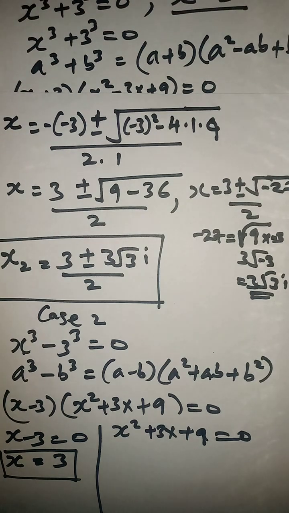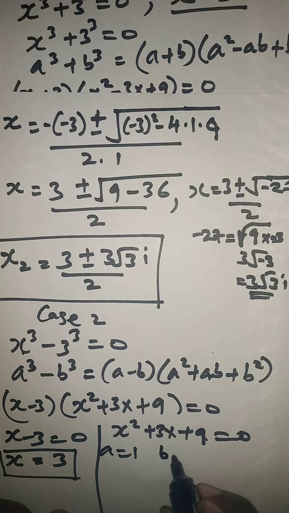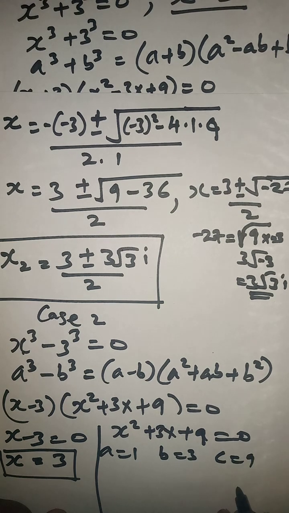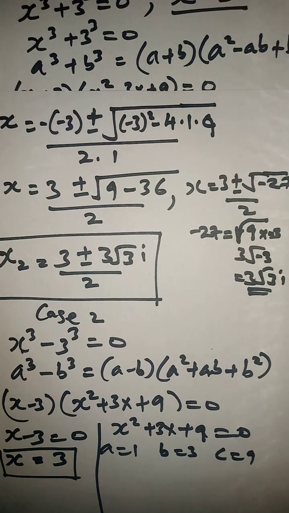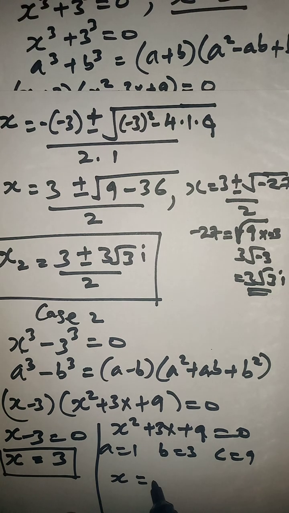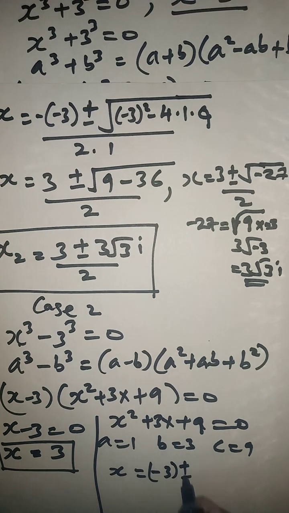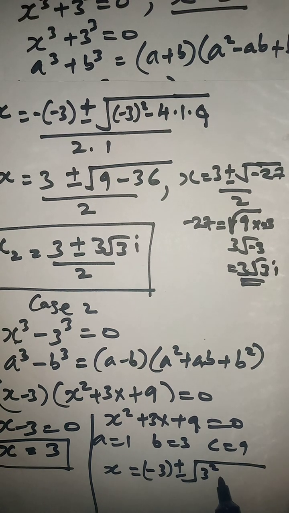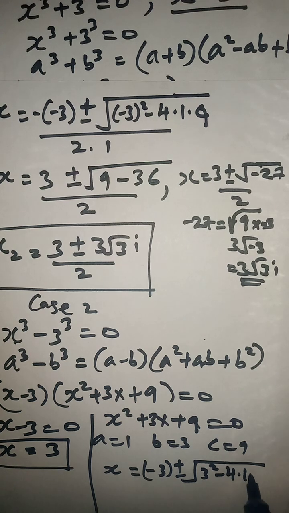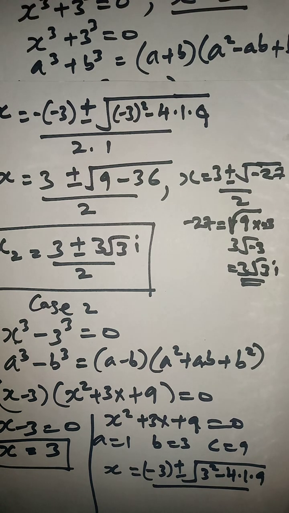Of course, solving it using the quadratic formula, my value of a is 1, my value of b is 3, and my value of c is 9. You're able to see clearly the coefficients of that. Substituting that in my quadratic formula, I'm going to get x now is equals to negative of b plus or minus the square root of b squared, that is 3 squared, minus 4 times a times c, everything divided by 2a.